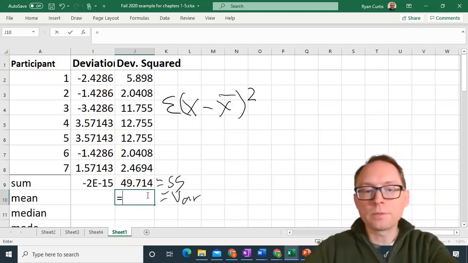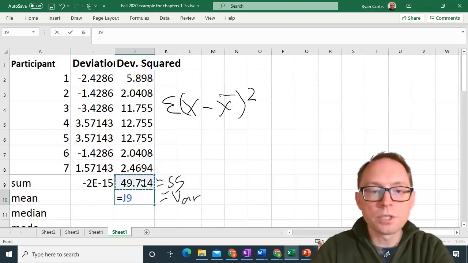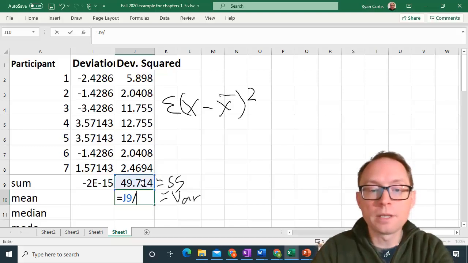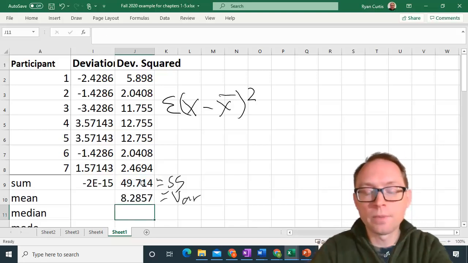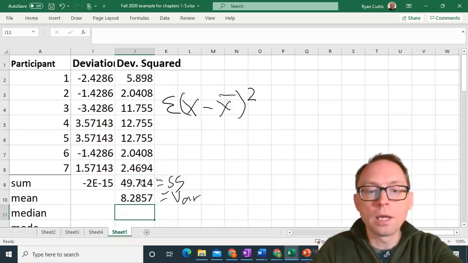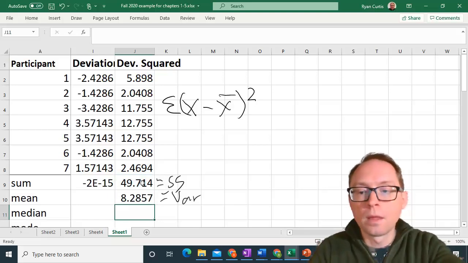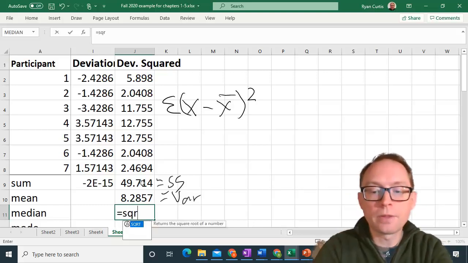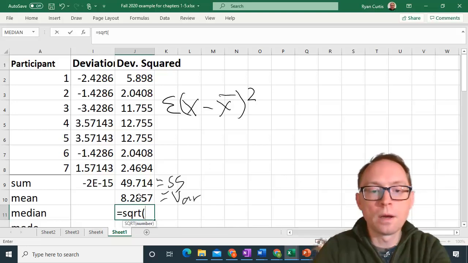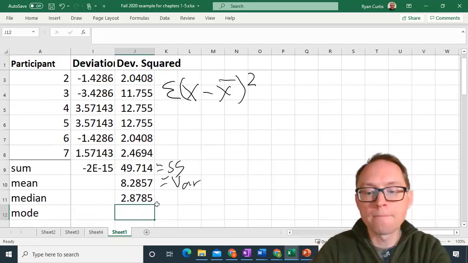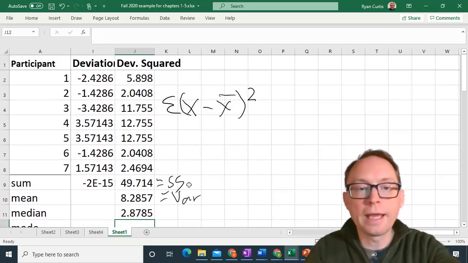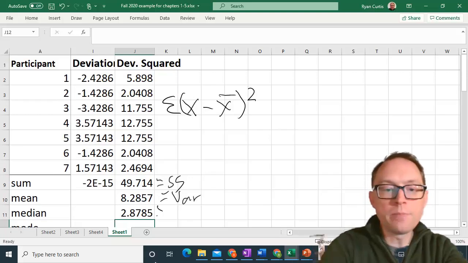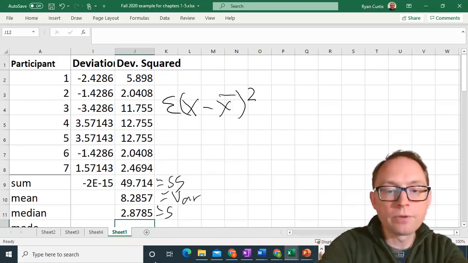Okay, so the variance is going to be the sum of squares divided by n? No, divided by n minus 1 because this is a sample. So divided by 6, as we've done before, gives 8.29. And then to get the standard deviation, I just take the square root of the variance. 2.87. So the normal amount that people vary from the mean, at least for liking for donuts, is 2.88.